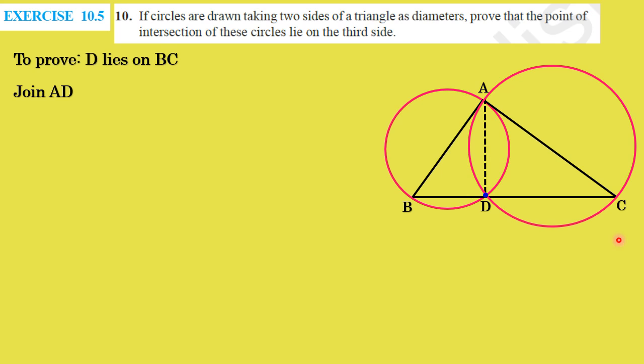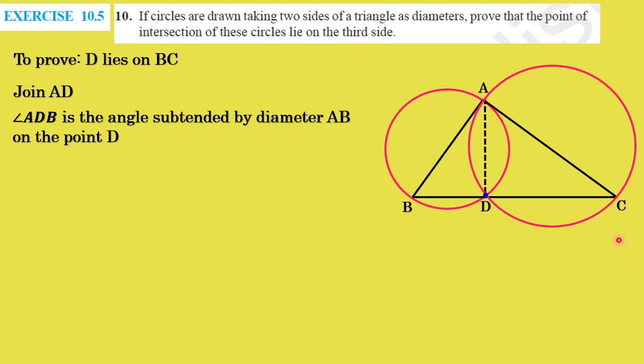Join AD. So AD is the common chord, is it? The chord in both the circles. Okay. Now ADB. ADB is the angle subtended by diameter AB at D, is it? And we know that the angle subtended by the diameter at any point is what? How much? 90 degree, no?